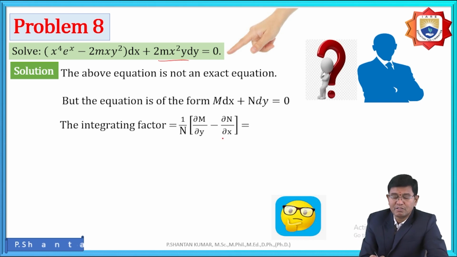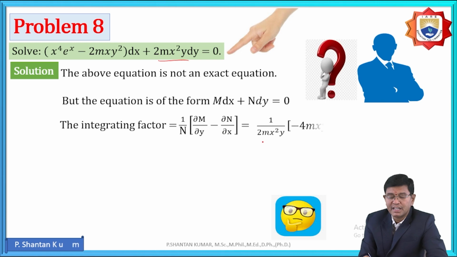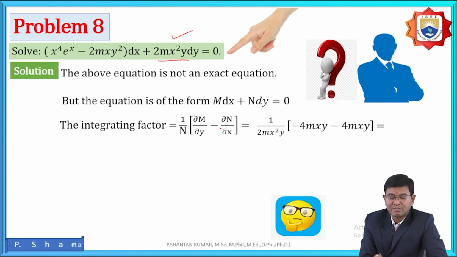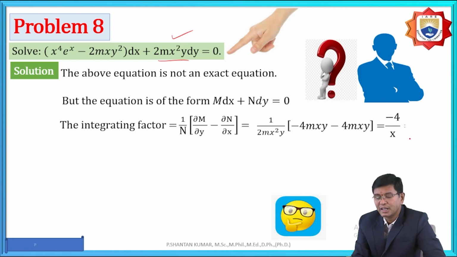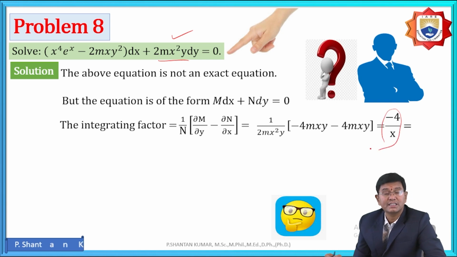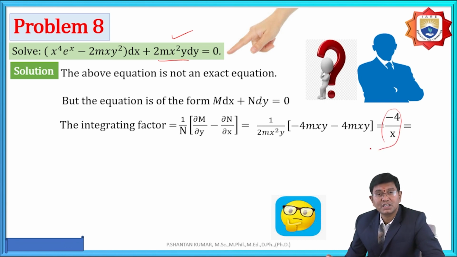1 by n into dou m by dou y minus dou n by dou x. Therefore, n is nothing but the function 2mx square y, and dou m by dou y is after previous completed, that is dou m by dou x. The output is clearly minus 4 by x, which is a function of x alone. That is, f of x is a function alone. Therefore, minus 4 by x is the function.